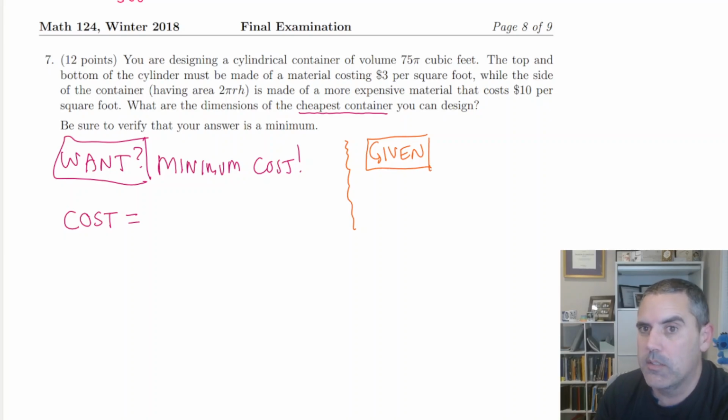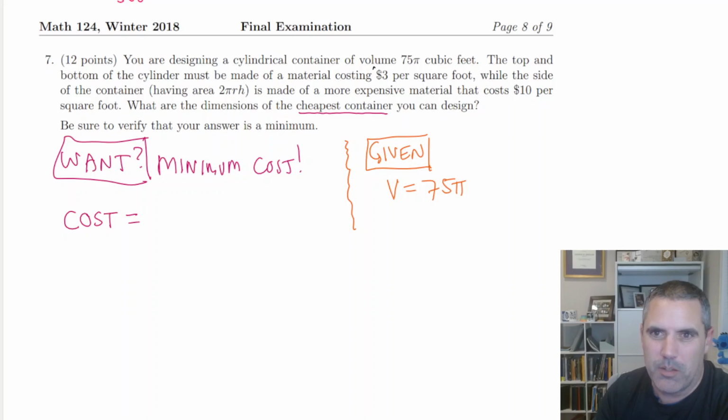What are the constraints? The constraints are that the volume, this is very similar to the last one, has to be 75 pi. The top and the bottom must be made of a material costing $3 per square foot.